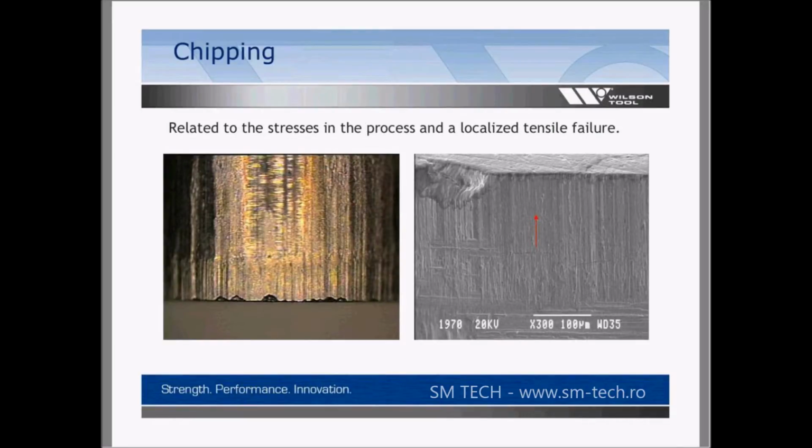Again, chipping, you see on the edges there. I have two different pictures here. One's under a 200, 300 times view. They're just chunks of carbide or inert material that is breaking away from the edges.